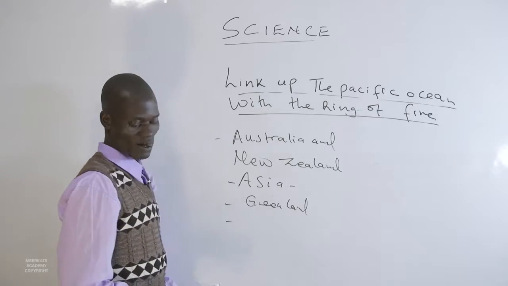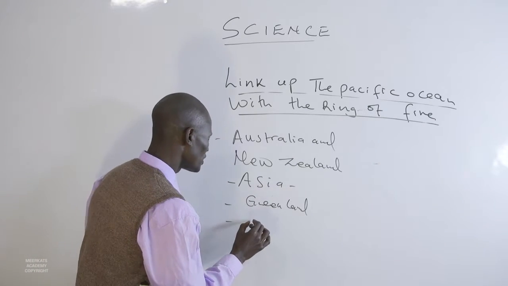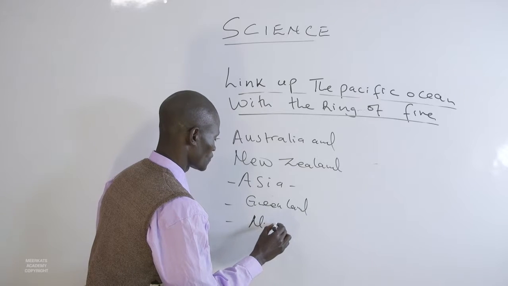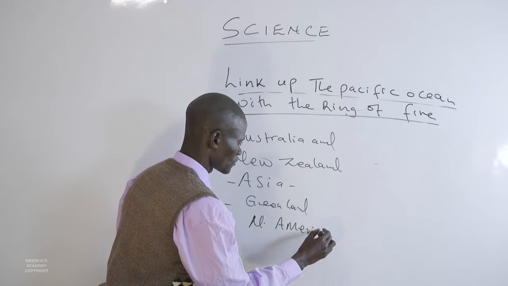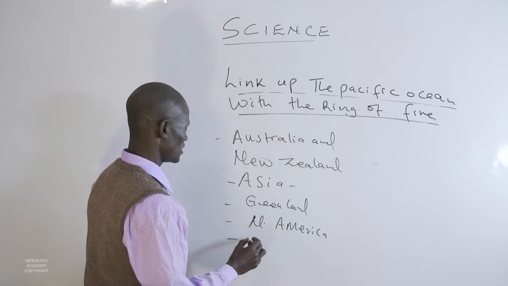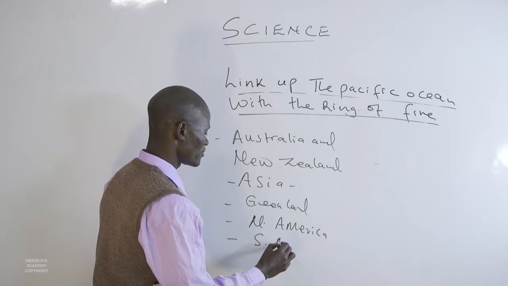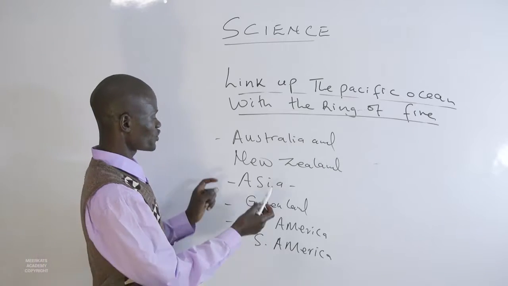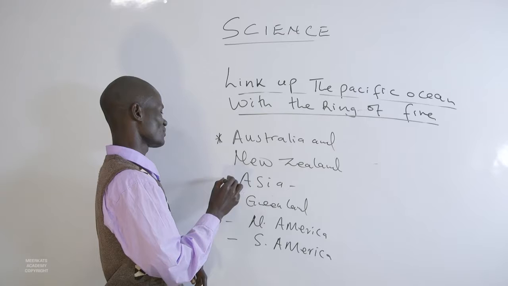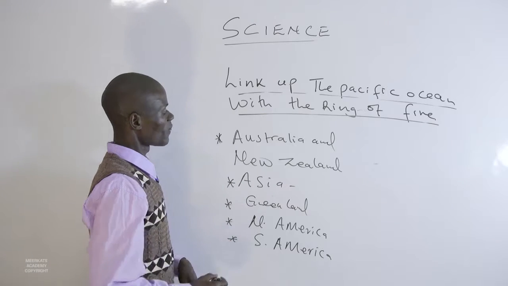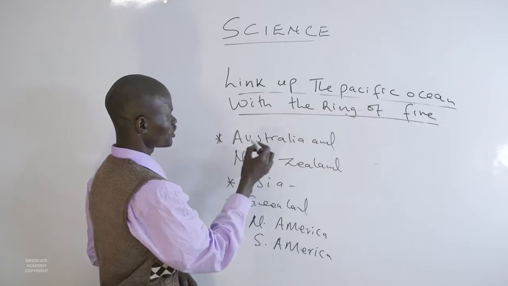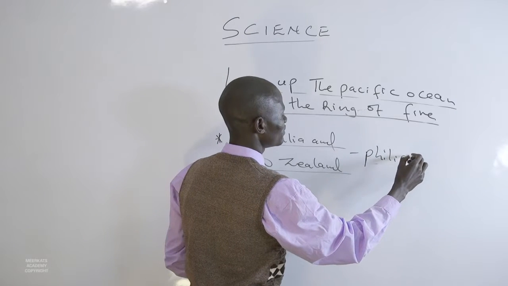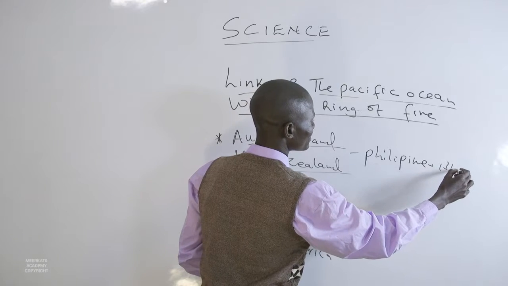going into Europe, we can also now bring out North America, and also South America. When we mention all these regions, beginning from Australia and New Zealand, Australia and New Zealand also border the Philippine Islands, remember? We can also have the Philippine Islands.